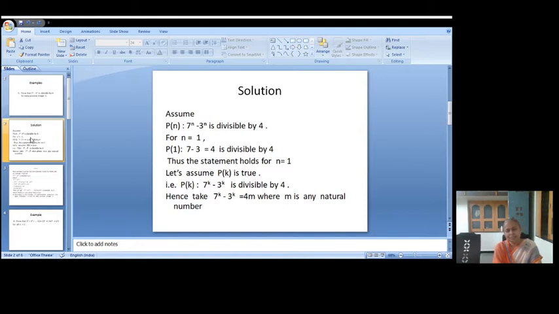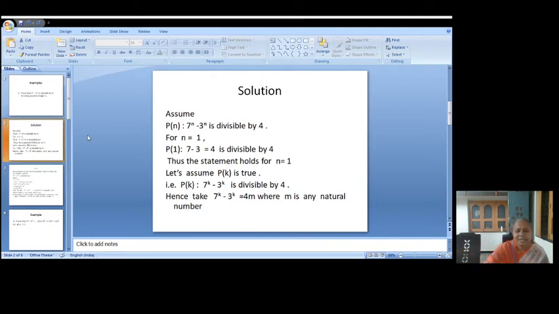Then we assume that P of k is true, where k is any positive integer. That is, P of k is 7 raised to k minus 3 raised to k, which is divisible by 4. Therefore we take 7 raised to k minus 3 raised to k equal to 4 times m, where m is any natural number, because the term is positive.